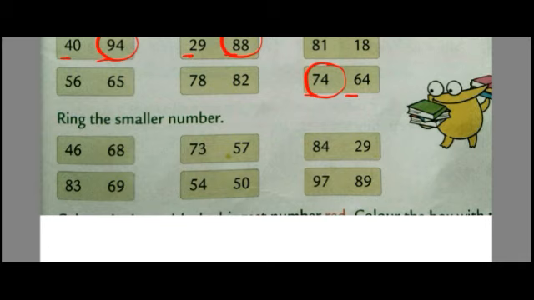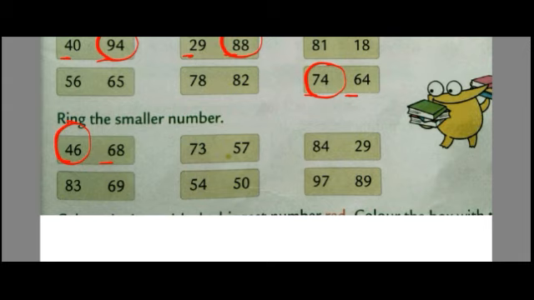Now in the same way we need to find out the smaller number. Both are having the same number of digits, 2, 2. So we need to see the number in the tens place. Here it is 4, here it is 6. Now we are finding the smaller number. So which is smaller, 4 or 6? 4 is smaller. So we will circle 46. That means smaller. Okay. See one more.